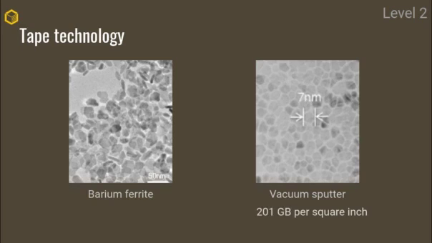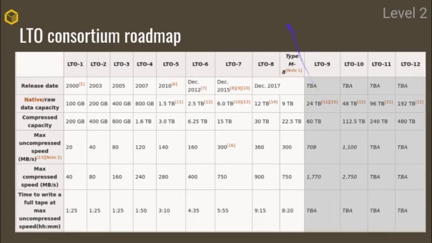This would lead to a 330 terabyte capacity per standard tape cartridge. And so tape is actually a quite interesting technology because they have a roadmap that they have been following until now, and that, as seen with the vacuum sputter, has the technology behind it to continue its impressive scaling.